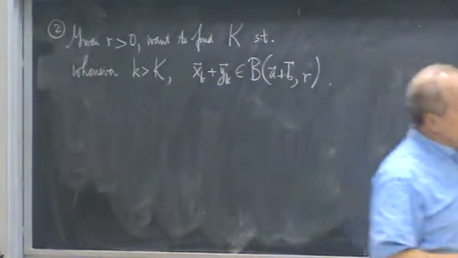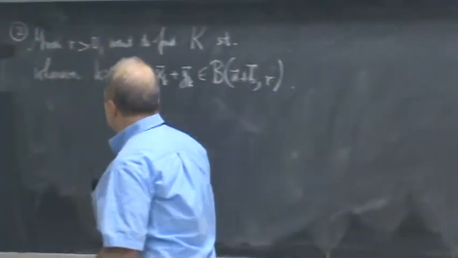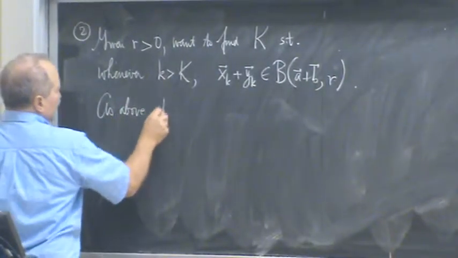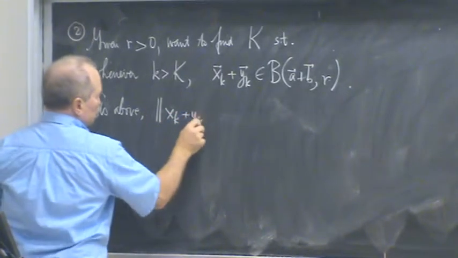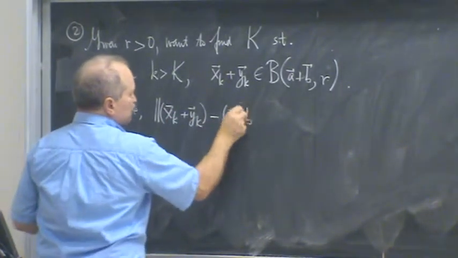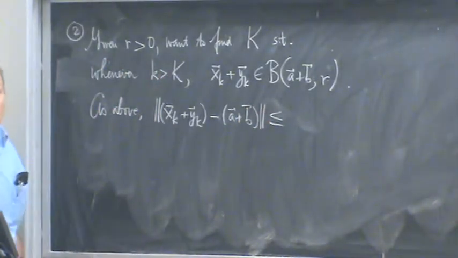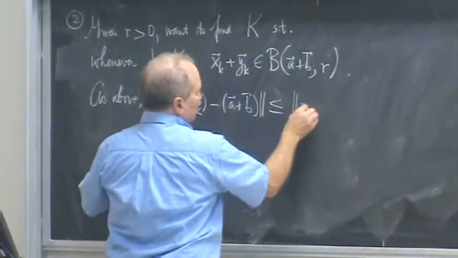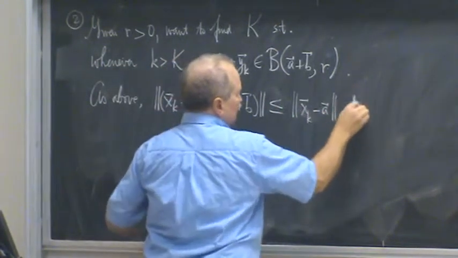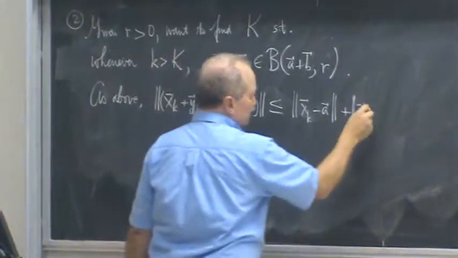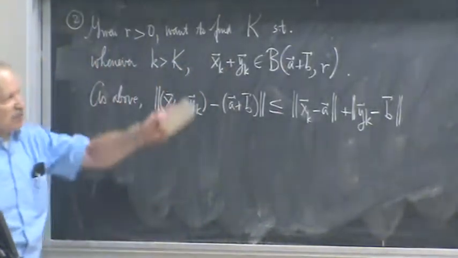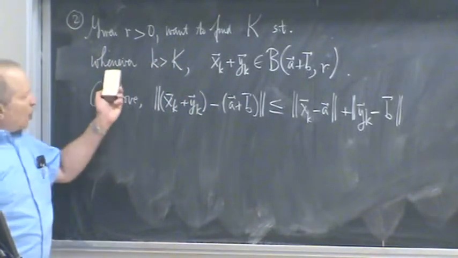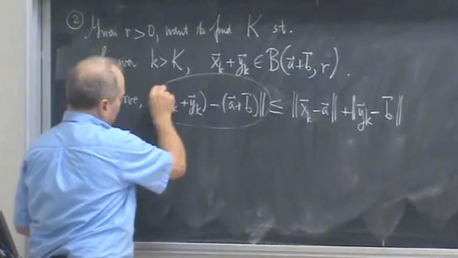So think about it, it's going to be the same arithmetic that we did over here. By the same arithmetic we did, the distance between xk plus yk and the vector a plus b is at most what sum of distances? The distance between xk and a and the distance between yk and b, sum of those distances. Same picture I have. Goal: I want to make this less than r.